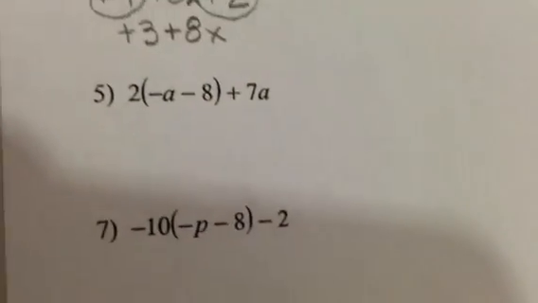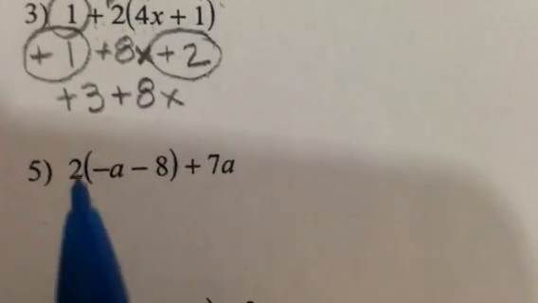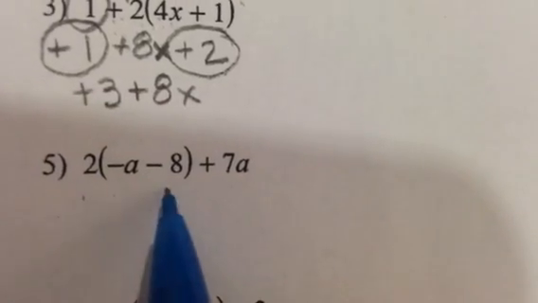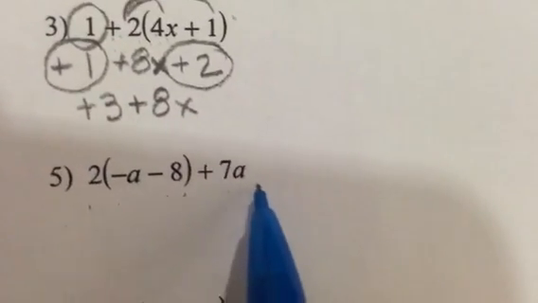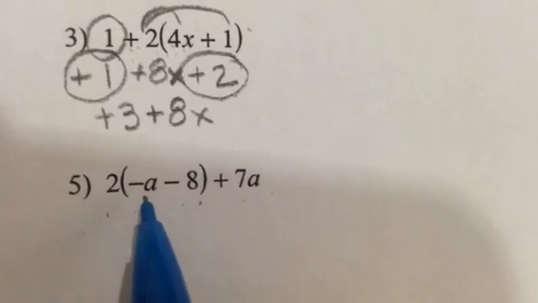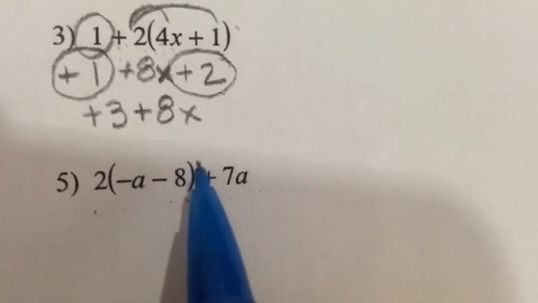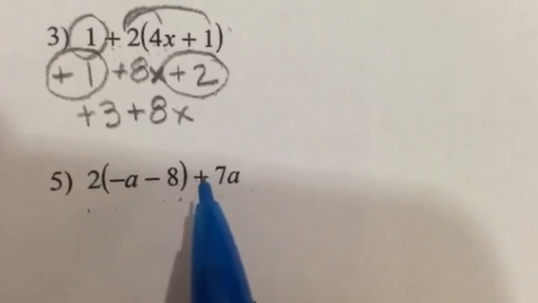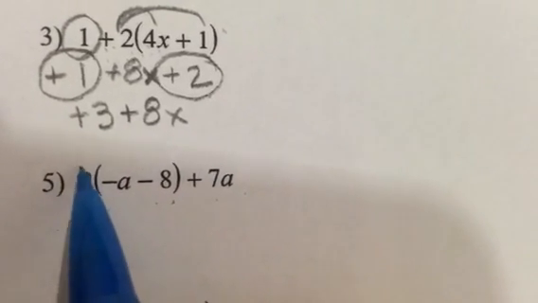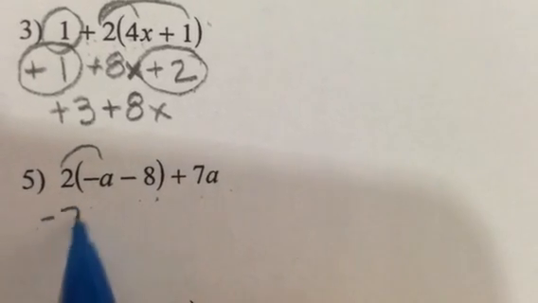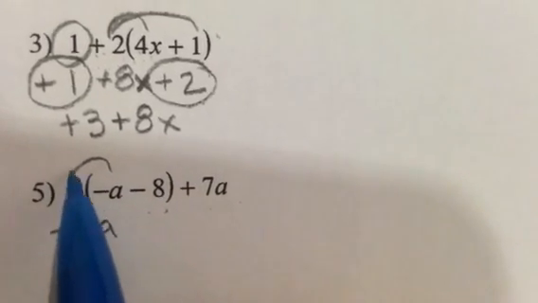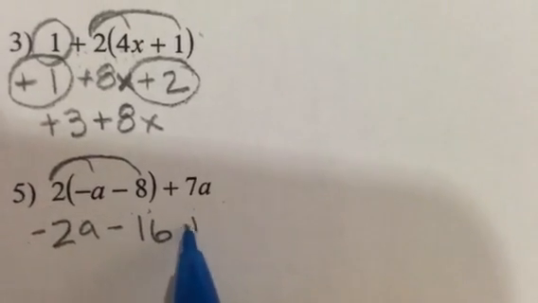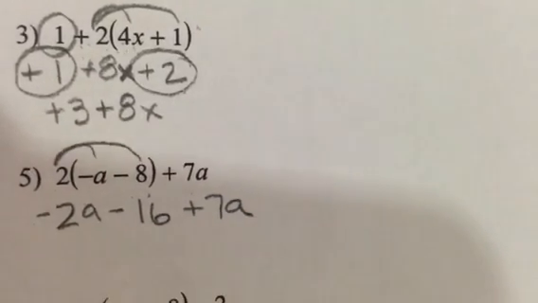Down to number 5. It's 2 times negative a minus 8, plus 7a. So, anything inside the brackets? No. Any exponents? No. So now we're going to go to multiplication. Let's distribute our 2 into the bracket. 2 times negative a is negative 2a. 2 times negative 8 is negative 16. And then we have a plus 7a on the outside of the bracket.